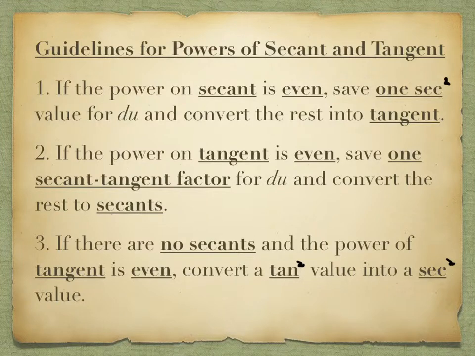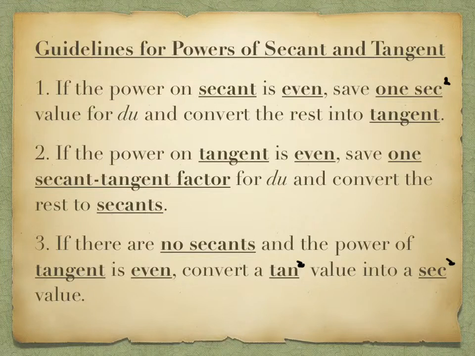All right, so the reason we're saving a secant squared here is because the derivative of tangent is secant squared. So if we had one secant squared in the problem and everything else was in terms of tangent, I could let u be tangent, and I could let du then be secant squared. Okay, so that's why that's going to work for us.